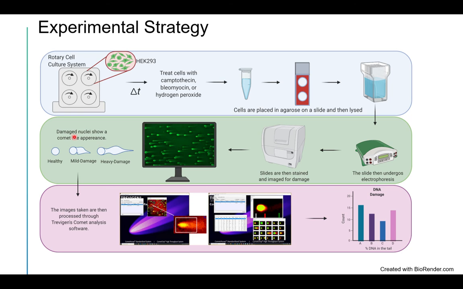In healthy cells, their nucleoids will appear round because the DNA will travel uniformly during electrophoresis. The presence of DNA damage will result in a comet tail. The extent of each type of DNA damage will be quantified using image analysis software to determine the amount of DNA in the head versus tail and then graphed.